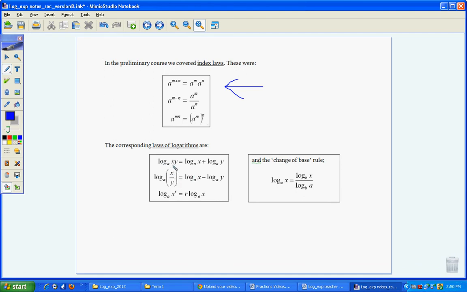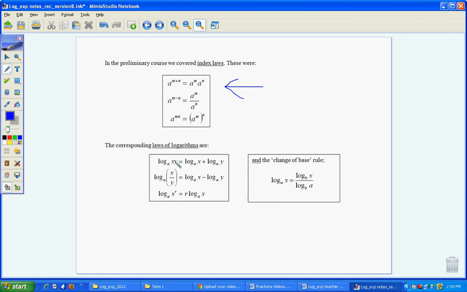We've got log of x times y with the base a. It's the same as adding the logarithms. So log of x plus log of y in the same base would equal log of the multiplication of the two numbers. If we're dividing, we can do a subtraction. And if we've got x to the power of r, we can bring that power down, and that would be exactly the same as r times log of x.